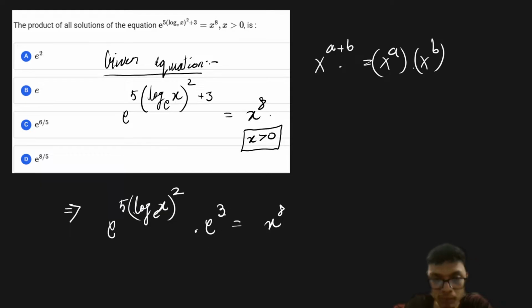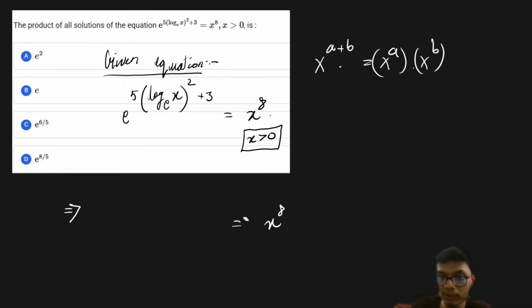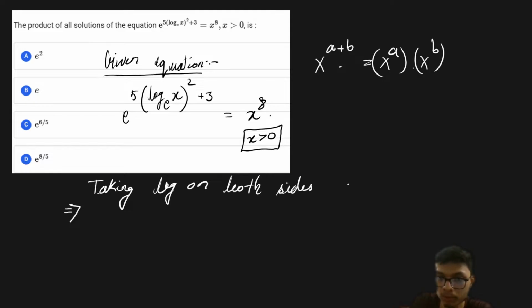Now let us understand that I need to find the product of all the solutions of the given equation. Rather than solving it this way, let us first of all take log on both sides. If I take log on both sides to the base e, so I'm taking log on both sides with respect to base e, right?